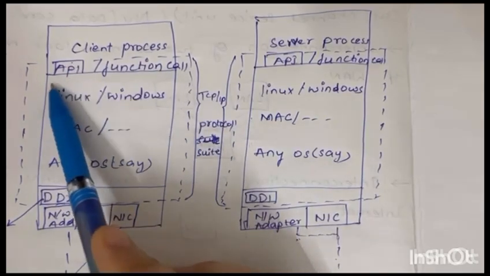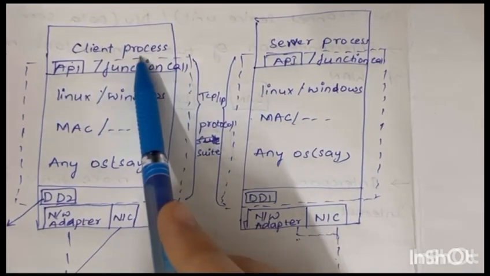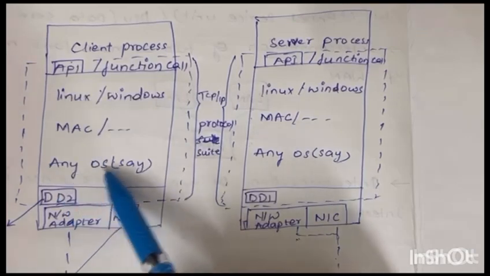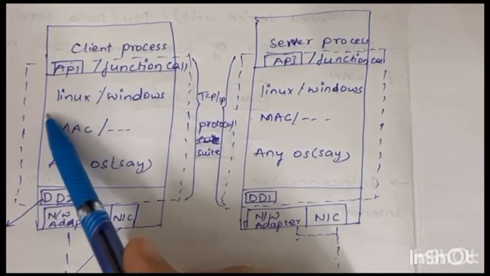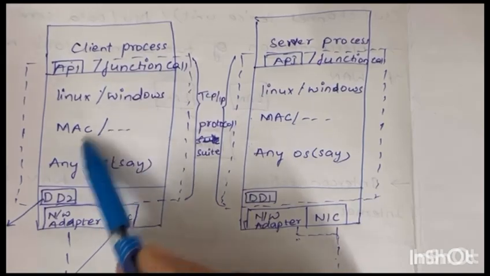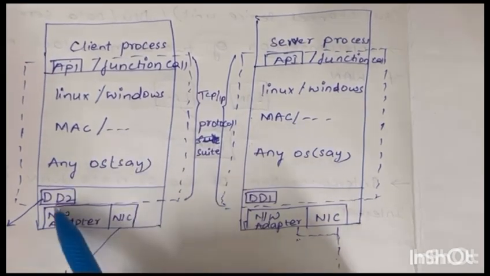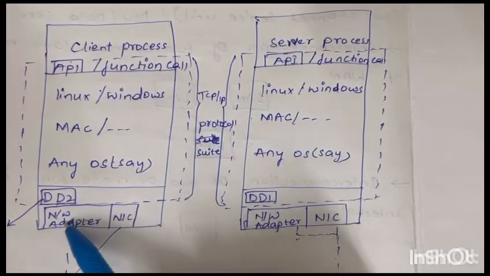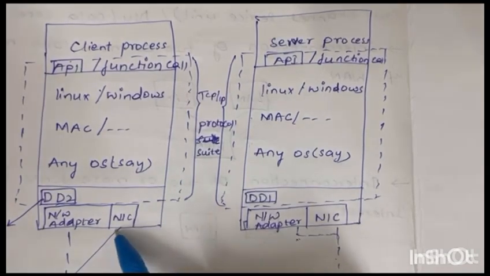It's an application layer which is also called the function call, and this is the area of the operating system, whether it could be Linux or Windows or Mac or any of the OS. This is the device driver DD and network adapter. This is the network interface card, NIC.